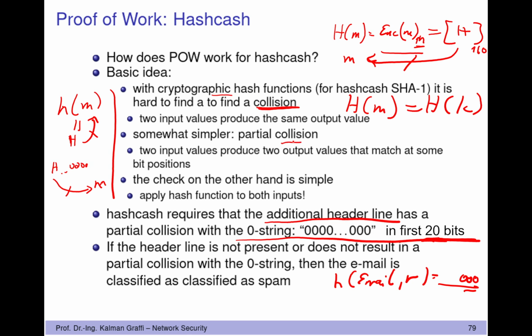A partial collision is if they match some of the bit positions, especially with the zeros. But checking is very simple. If you have M, you can simply create the hash. If you have K, you can simply create the hash. But what is very difficult is, sorry, not this way. This is very difficult: if you have a hash, to compute what message it comes from.